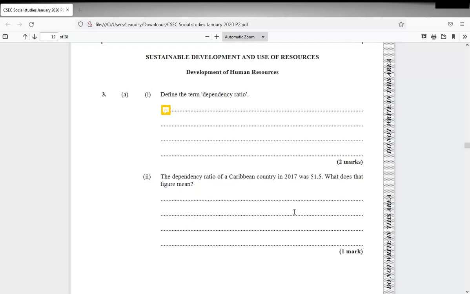The second part says the dependency ratio of a Caribbean country in 2017 was 51.5. What does this figure mean? So we know it's above 50. So this would indicate that there is a high dependency, or we could say half of the population is dependent on those who are of the labor force or those who are actively working. So therefore, we know that the higher the dependency ratio, the greater the financial burden or stress will be on those who are working. So it's a high dependency ratio here on the working class.